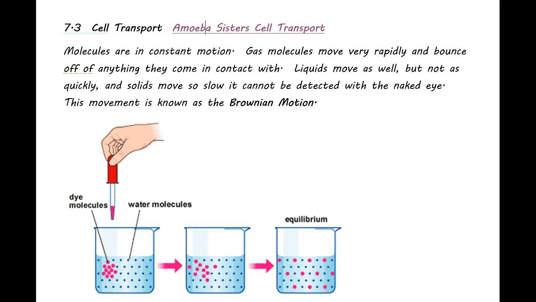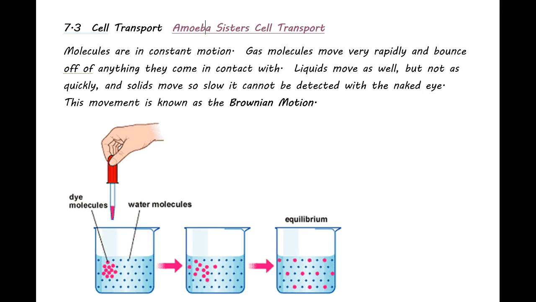Gas molecules move very, very fast. They bump and collide with each other and bounce off of each other. Liquid molecules move pretty fast as well, and we can see that through the process of evaporation. They bounce off of each other as well, but they're not quite as fast as gas molecules.